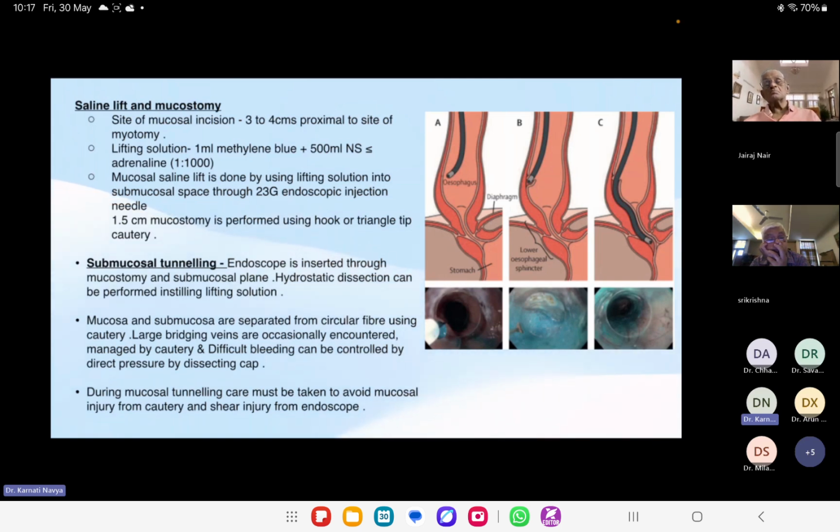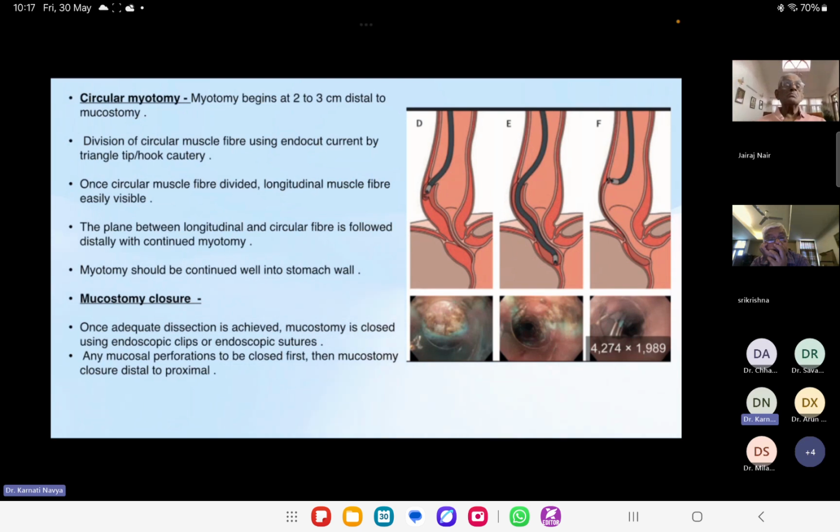During mucosal tunneling, care must be taken to avoid mucosal injury from cautery and shear stress injury from the endoscope. On the right side, you can see the endoscope is passed. And below, you can see the methylene blue injection, which is lifting the esophagus, followed by which the endoscope is passed through the mucosotomy in the submucosal plane till the lower esophageal sphincter.